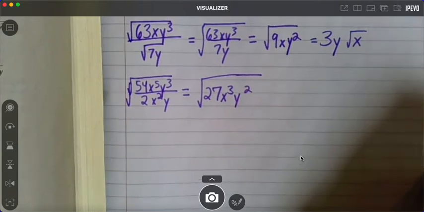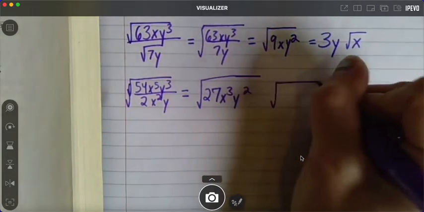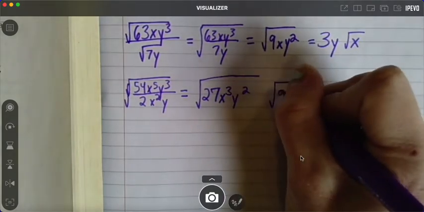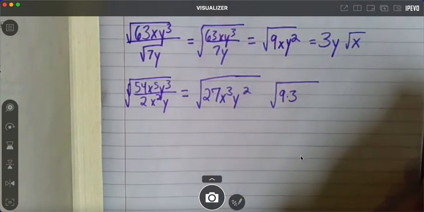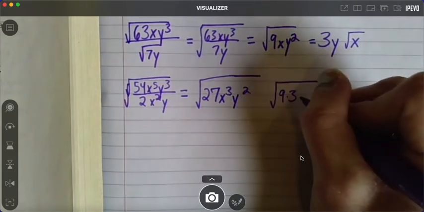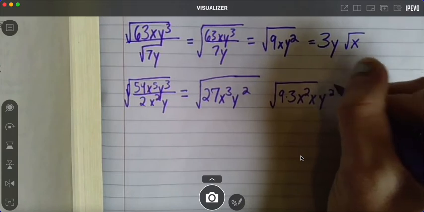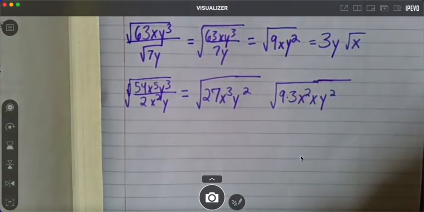Now, it's a square root. So I'm looking over there at my squares on my board. And I can tell that 27 can be divided by 9. That's 9 times 3, right? Then I'm going to write my x's in terms of 2's. X squared, and then there's an x, and then I have a y squared. Is everybody good with that?